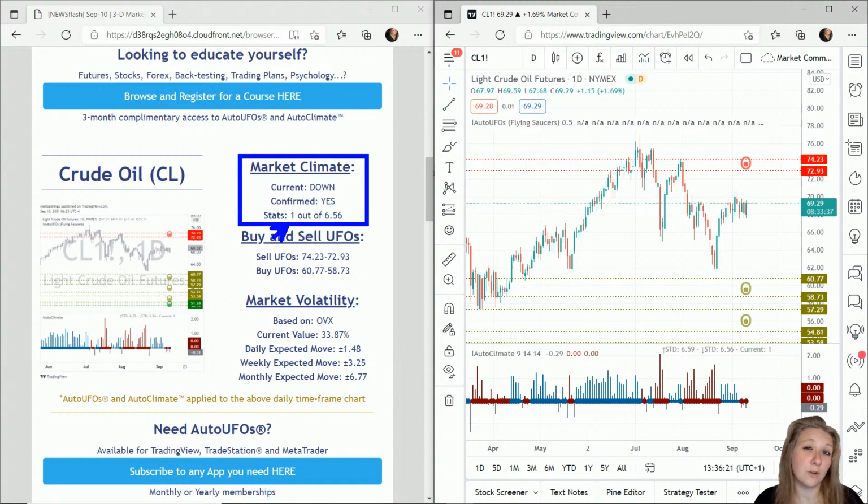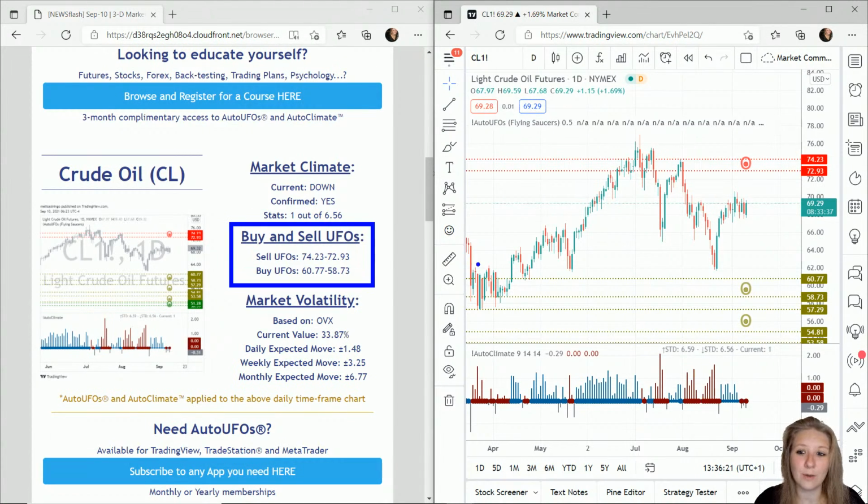So based on what usually happens, we would expect to see oil to continue to move down, but like I said, we've seen a lot of indecision recently. Prices sort of bouncing around, not quite sure what it's doing. So I wouldn't be surprised to see it become unconfirmed again by tomorrow or by Monday. So with buy and sell UFOs, we have sell orders up here at 74.23 to 72.93. Buy orders here at 60.77 to 58.73.